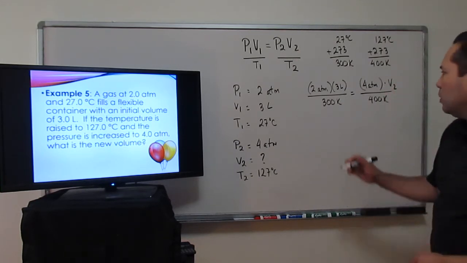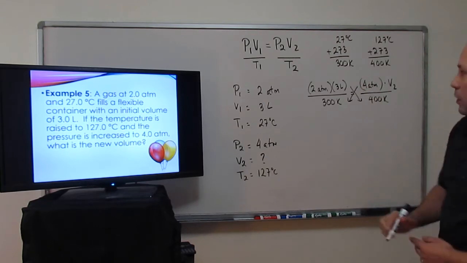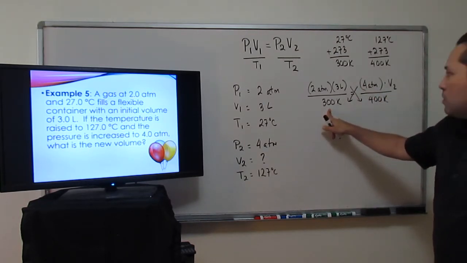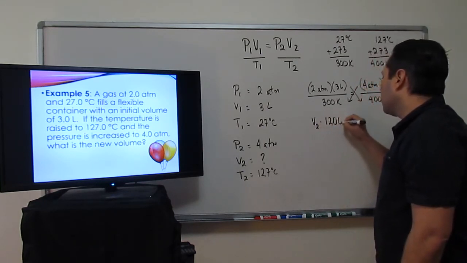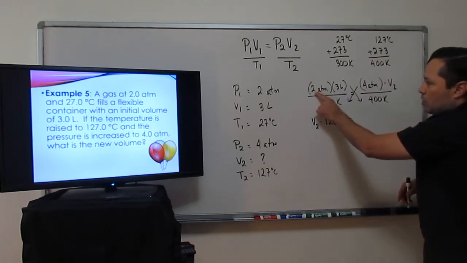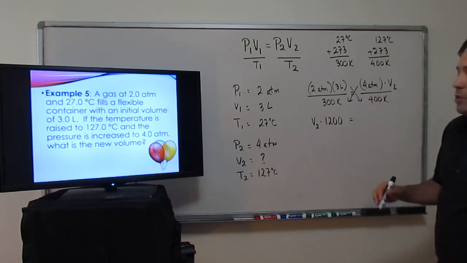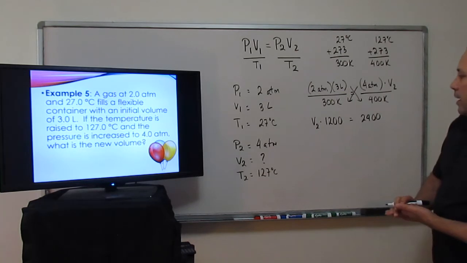What we're going to do now is try to isolate V2. So we're going to do a little bit of cross multiplication to isolate V2. So it's going to be V2 multiplied times 4 multiplied times 300. That's going to give us V2 times 1200. And it's going to be 2 times 3 is 6, times 400. It's going to give me 2400 on the right hand side.